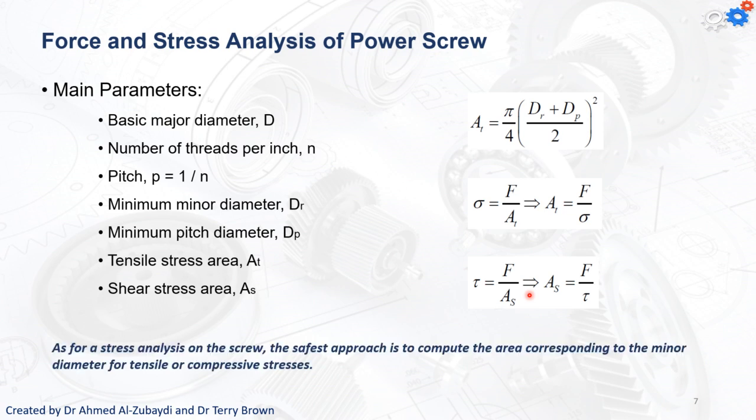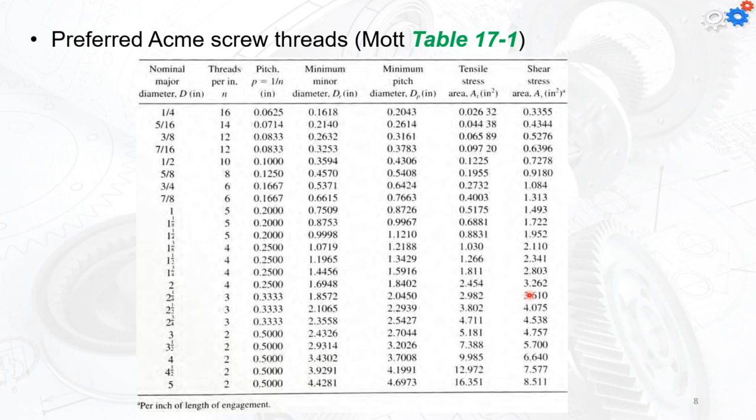So as for stress analysis on the screw, the safest approach is to compute the area corresponding to the minor diameter for the tensile or the compressive stresses. We have standard tables for the standard screws. This one is for the Acme standards, and this is actually from the old book, table 71.